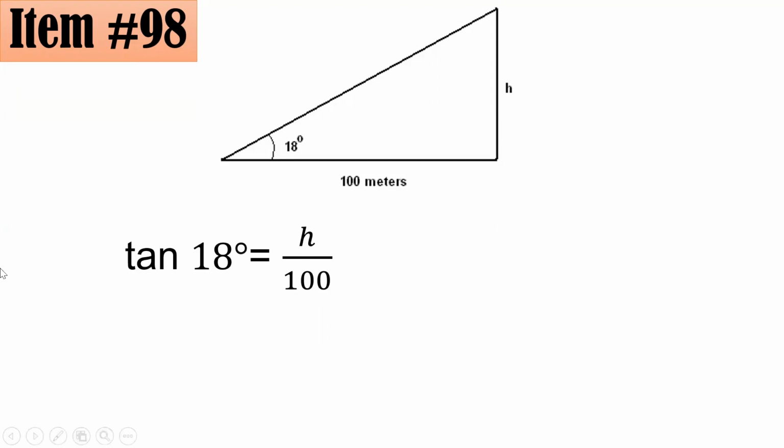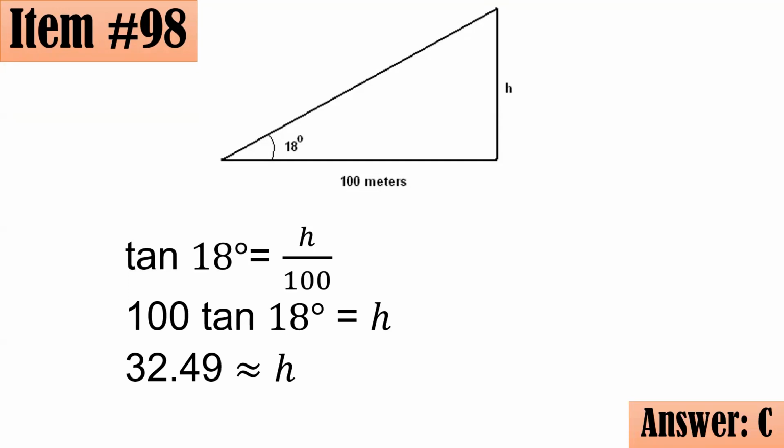Since height, ito po yung equation natin. And since height po yung hinahanap, let's multiply both sides by 100. That's why 100 times tangent 18 degrees is the height of your tree. Using your calculators, it's approximately 32.49, letter C. Magaling.